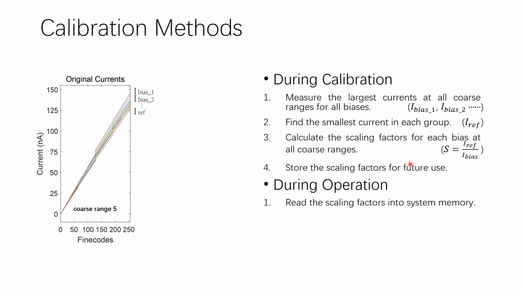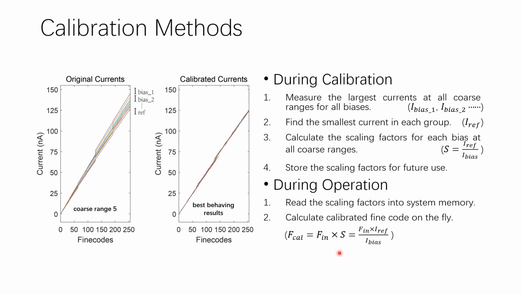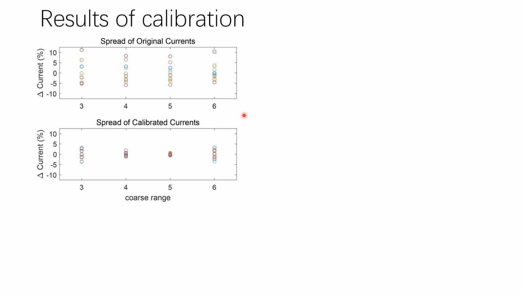During operation, we first read S into RAM. This only needs to happen once when booting the system. When we receive an input fine code, a new fine code is calculated by multiplying the input with the corresponding S. By sending the calibrated fine code instead of the input one, we can get the results shown here on the right. Applying this method to more coarse ranges, we get these results.